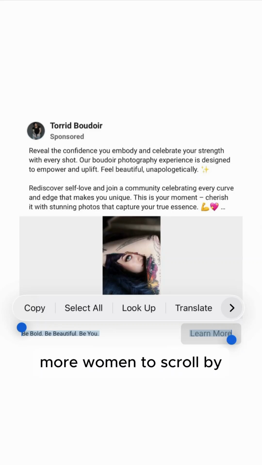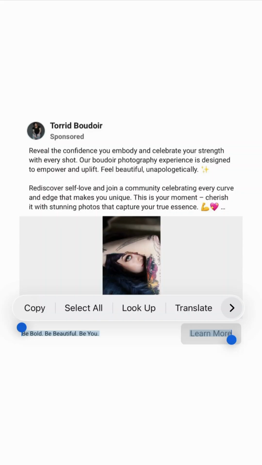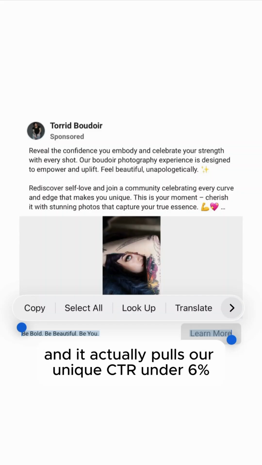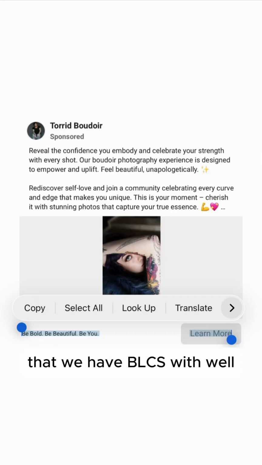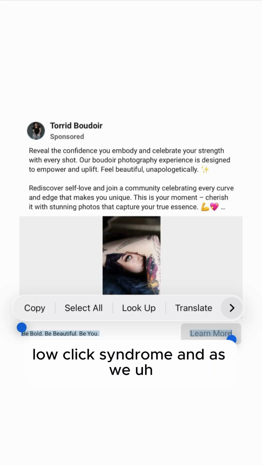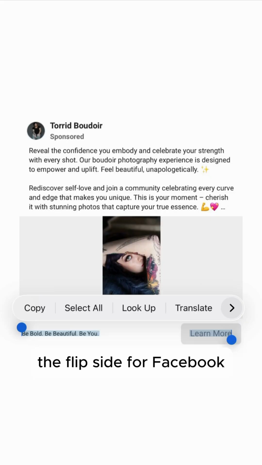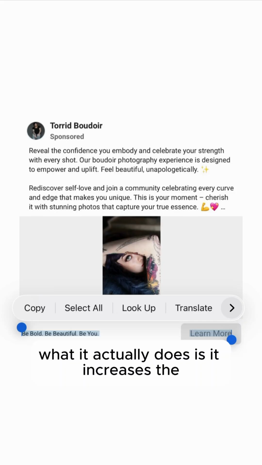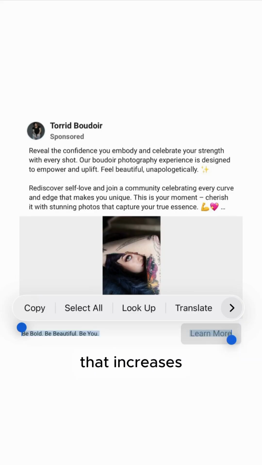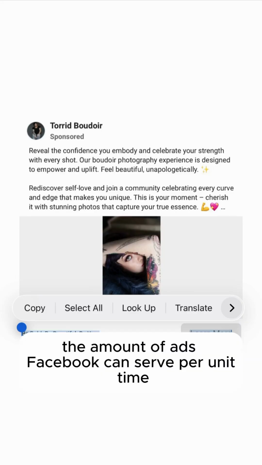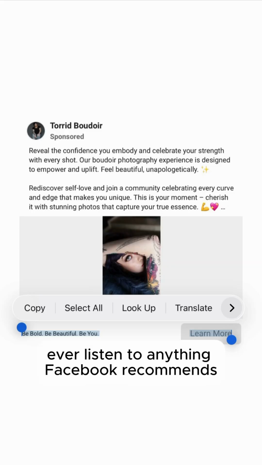It causes way more women to scroll by our Boudoir Facebook ads than normal. And it actually pulls our unique CTRL under 6% and increases the probability that we have BLCS, Boudoir low click syndrome. And on the flip side for Facebook, what it actually does is increase the number of women scrolling by our ads per unit time. That increases the amount of ads Facebook can serve per unit time, making Facebook more money per unit time. That's why you never ever listen to anything Facebook recommends.